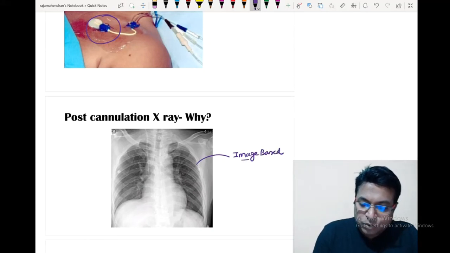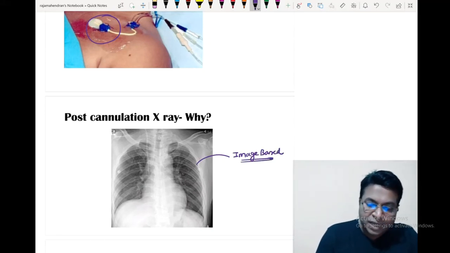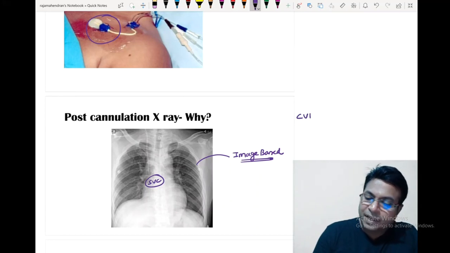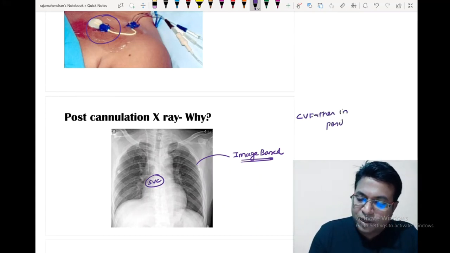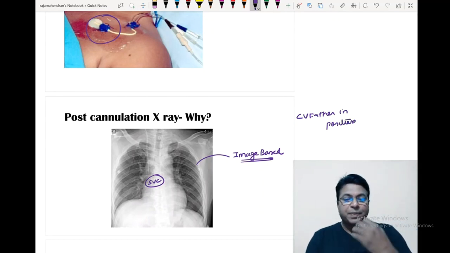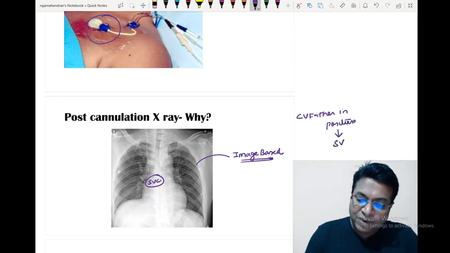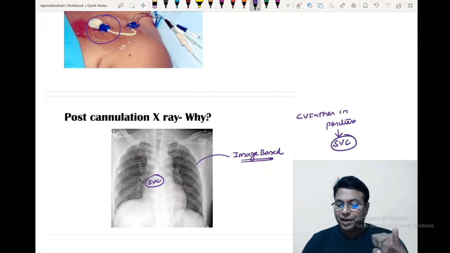As per the image-based question shown here, what is shown in this image? I can see a catheter kept in the superior vena cava. That is a central vein catheter which is in position. First important thing I should look for is that the central vein catheter should be in the superior vena cava, number 1.